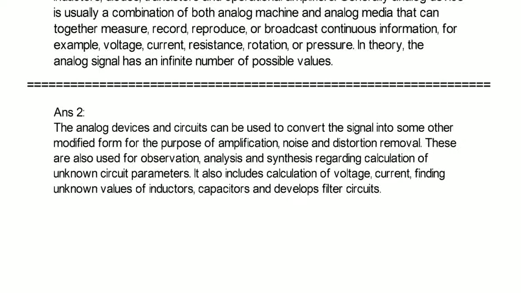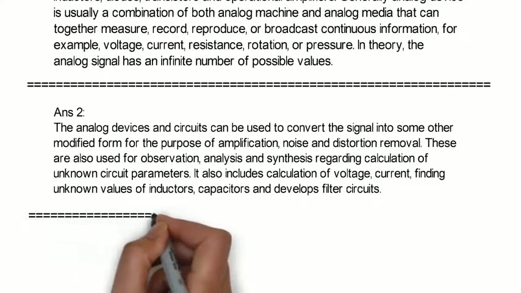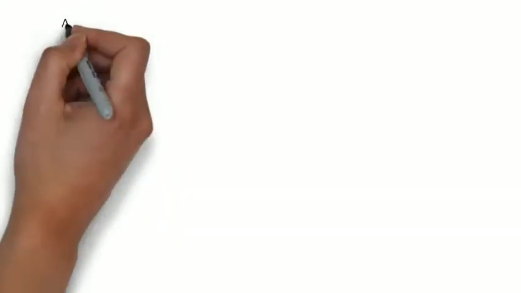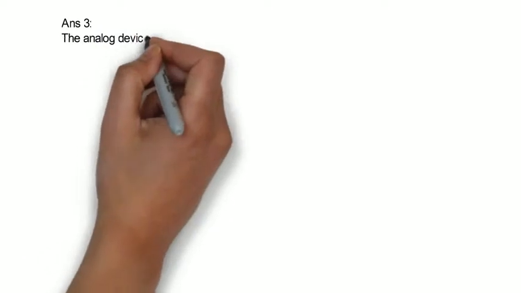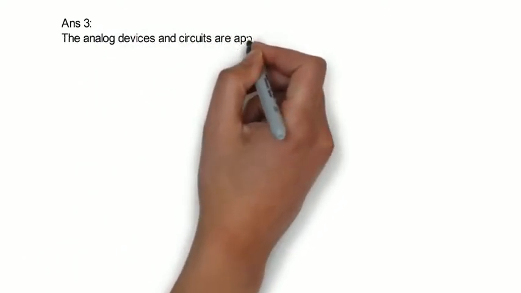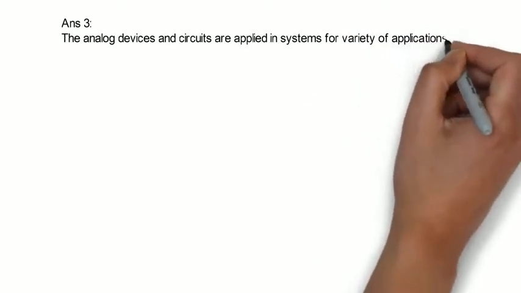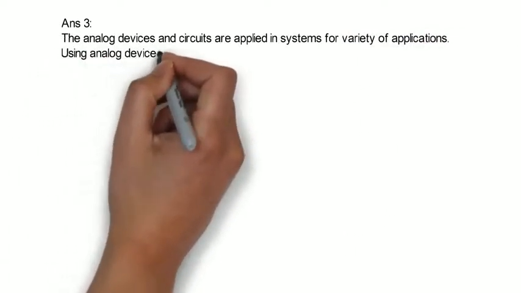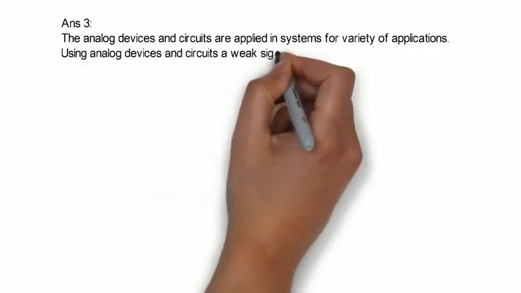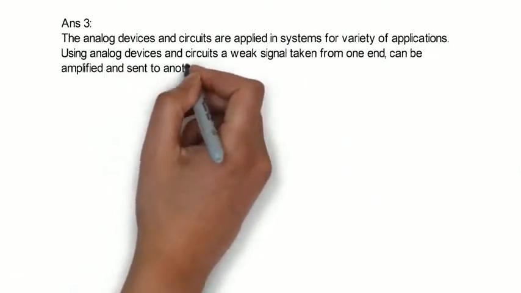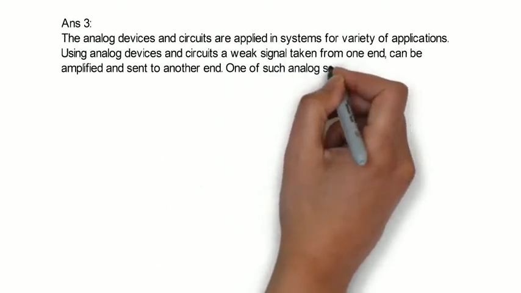Now we will study the third question, how it is applied in systems. The analog devices and circuits are applied in systems for a variety of applications. Using analog devices and circuits, a weak signal taken from one end can be amplified and sent to another end. One such analog system is shown below.